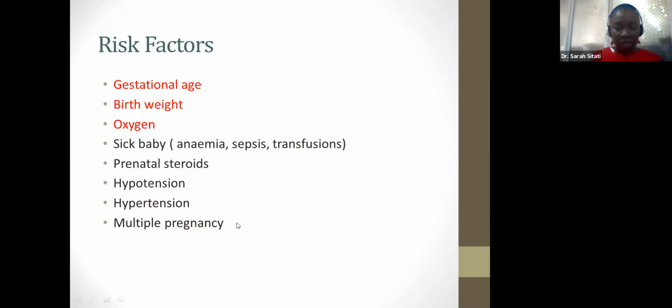And then multiple pregnancies. I think this one is a little obvious because most mothers with multiple pregnancies, the babies don't make it to term. And so it's a high risk for prematurity. Therefore, it's a high risk for retinopathy of prematurity as well.